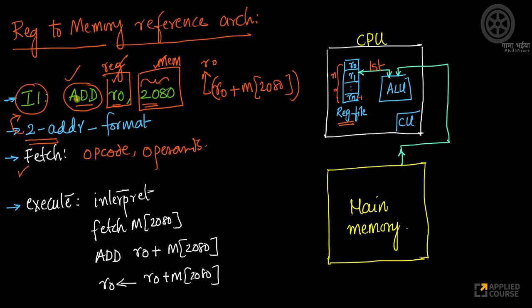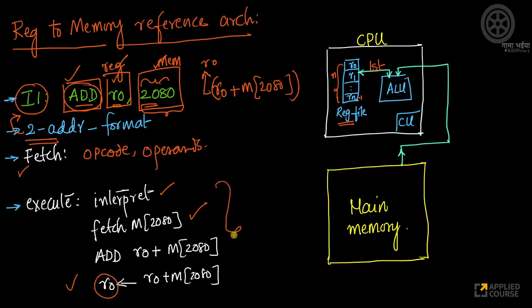My execute cycle, first I'll interpret this as add, which means I have to perform addition. I know if I'm performing addition, this is my first register. Because this is a memory location, I'll have to fetch this from memory and place it as the input to the ALU. That's the second step. Then I'll perform the actual addition: R0 plus whatever is there in memory location 2080. Perform this addition and store the resultant in R0 itself.